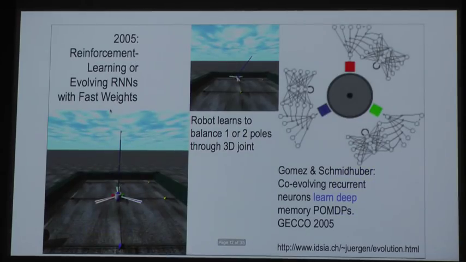Now, we can use these fast weights also to reinforcement learn. So what I'm saying here is not really limited to gradient-based learning, but also other techniques can be used to optimize the performance of such systems.